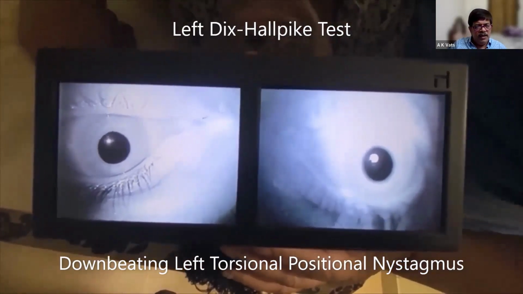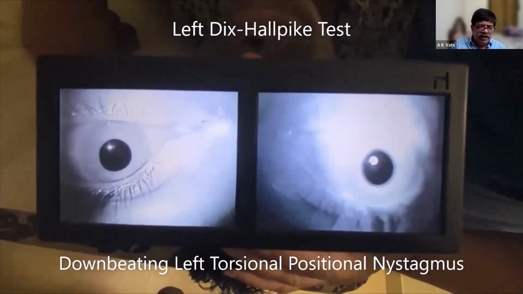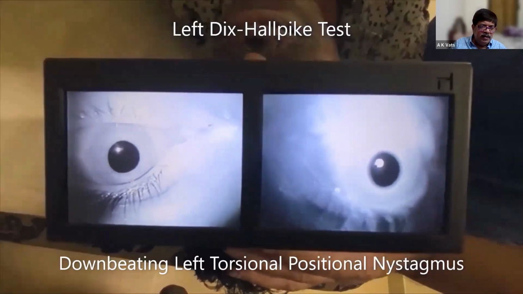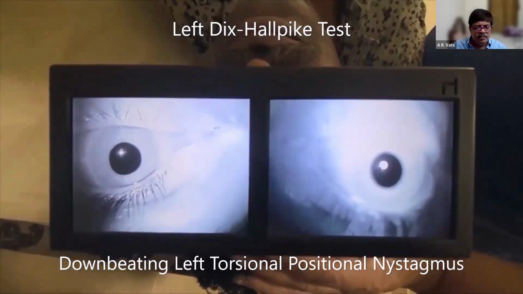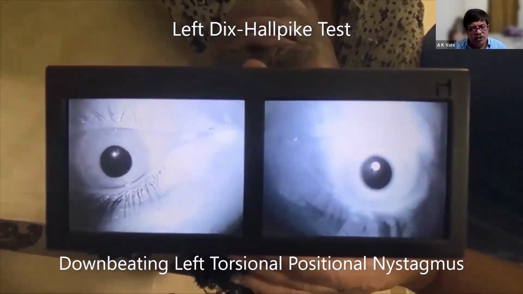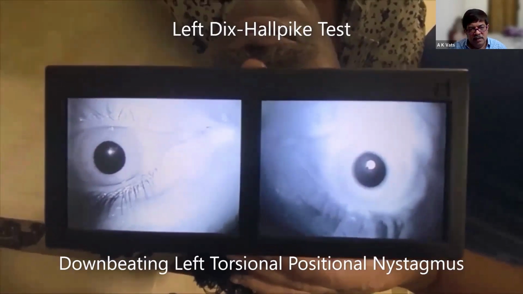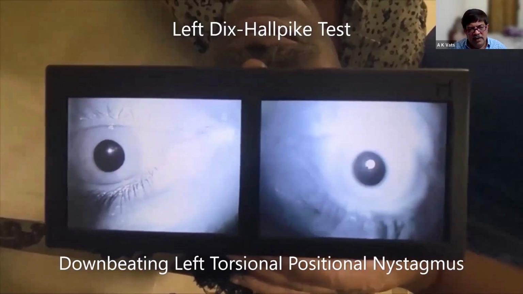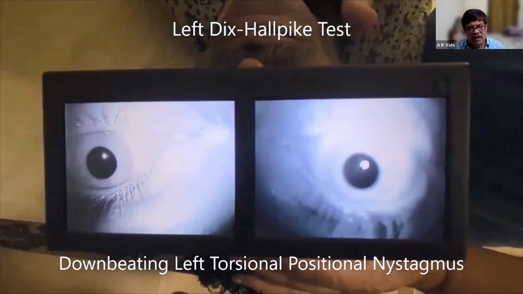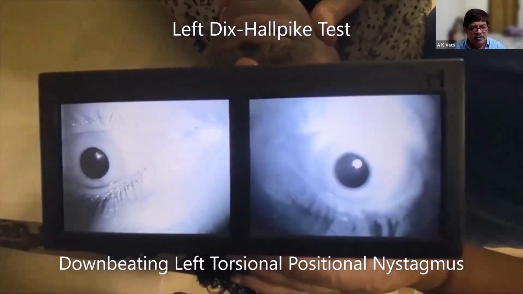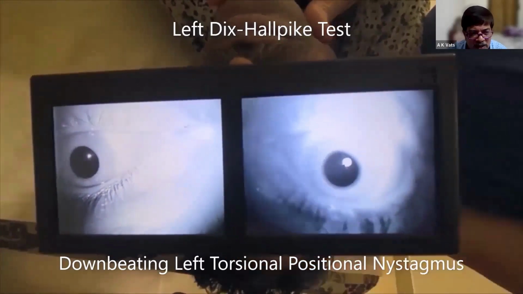So whenever you see a downbeating nystagmus during Dix-Hallpike test on one side, it is mandatory to do all the 3 tests. That is the Dix-Hallpike on the other side, as well as the straight head hanging test. And the main focus should be on identifying the torsional component. So this nystagmus is slow. Again, semiparoxysmal, looks like the apogeotropic variant, and if it is apogeotropic, it has to be on the right side because the torsional component is beating towards the left.